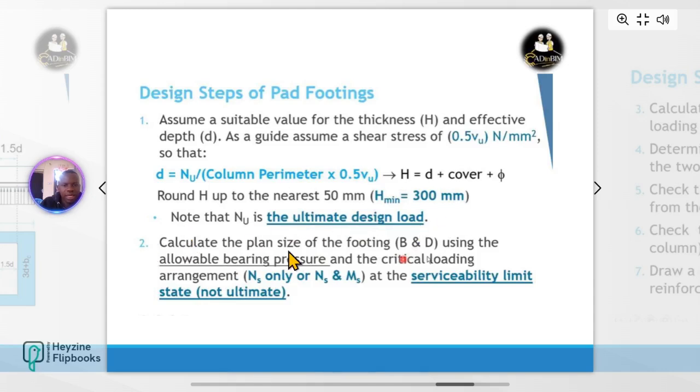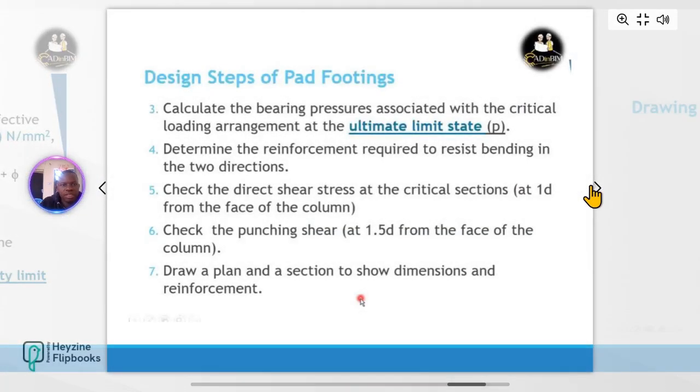NU is the ultimate design load. So calculate the plan size of the footing, B and D, using the allowable bearing pressure and the critical loading arrangement. That's N serviceability only, and N and moments at serviceability. That's load at serviceability and moment at serviceability, serviceability limit state only. So that's how you calculate the size of your footing B and D. Just remember this. Having said that, I can continue with the design steps here.